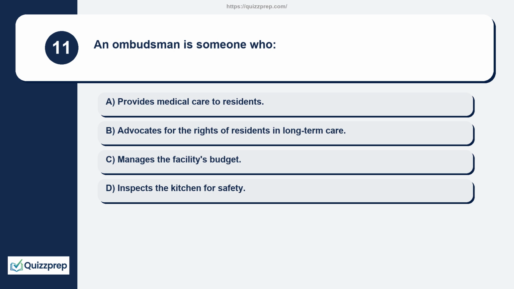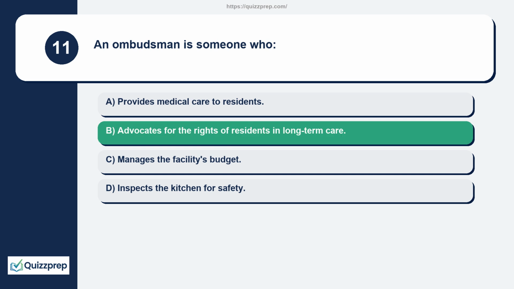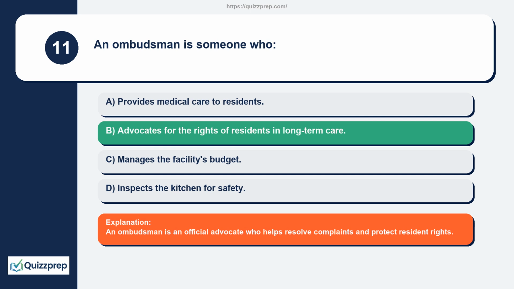Question 11. An ombudsman is someone who provides medical care to residents, advocates for the rights of residents in long-term care, manages the facility's budget, inspects the kitchen for safety. An ombudsman is an official advocate who helps resolve complaints and protect resident rights.